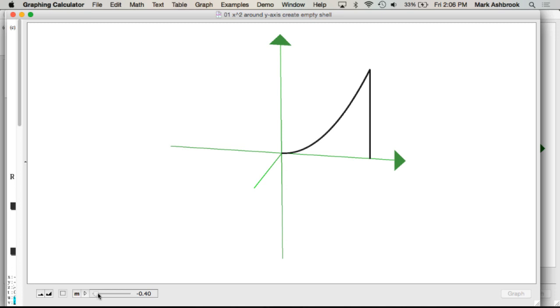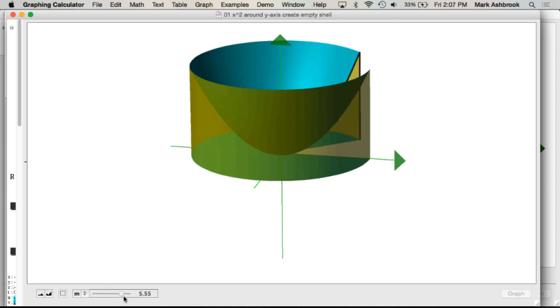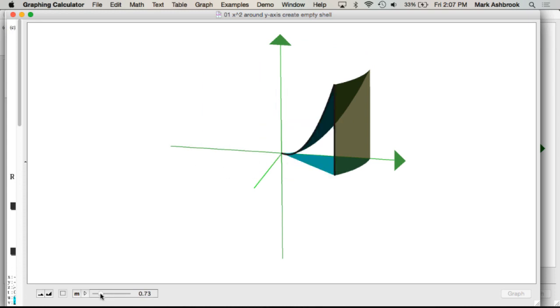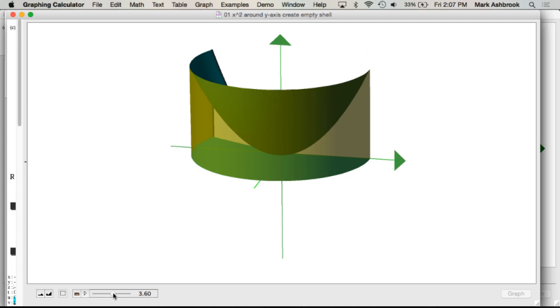So here's a visual of that. We're going to rotate that around, and we're going to get this shell. Let's unrotate a little bit. But where's the shell? Do you see the bowl part that's formed by the x squared? Is the shell that we're talking about above or below the bowl? Below, right? The empty shell is the part that's below.